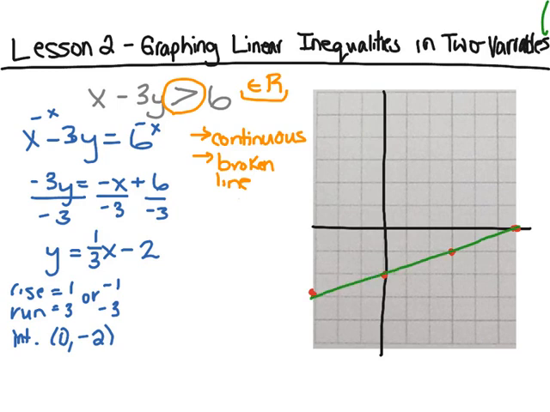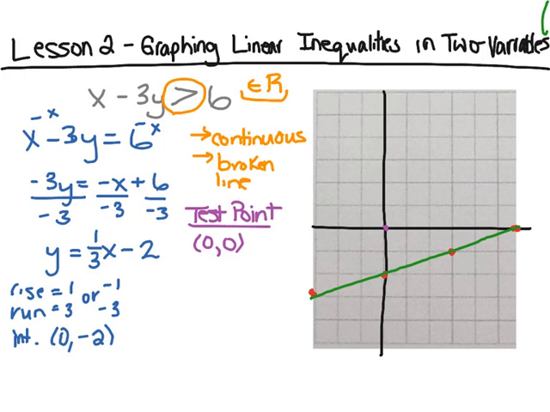Next, we're going to decide where we're going to shade. So we have to choose a test point. So the best test point to see if it satisfies the equation is 0 and 0. So we're going to try 0, 0. It's the fastest one to do. So what happens is if the test point works, we're going to shade the side with 0 and 0. If the test point doesn't work, we shade the opposite side.